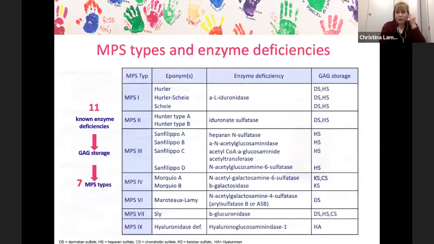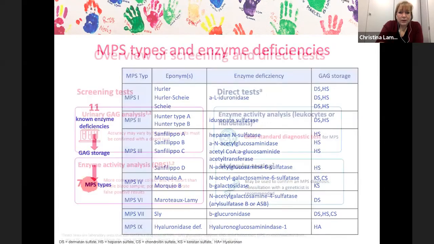So actually, what can we do? We know we have, and I started with that, 11 enzyme deficiencies leading to a glycosaminoglycan storage. Glycosaminoglycans are the components of the extracellular matrix. So this is why you have the storage everywhere in the body. And these 11 enzyme deficiencies lead to 7 types of MPS. MPS 1, 2, 3, 4, 6, 7, and 9 all have different enzyme deficiencies and also different glycosaminoglycans or GAG storage. And this is actually the first step that you can do in these patients.